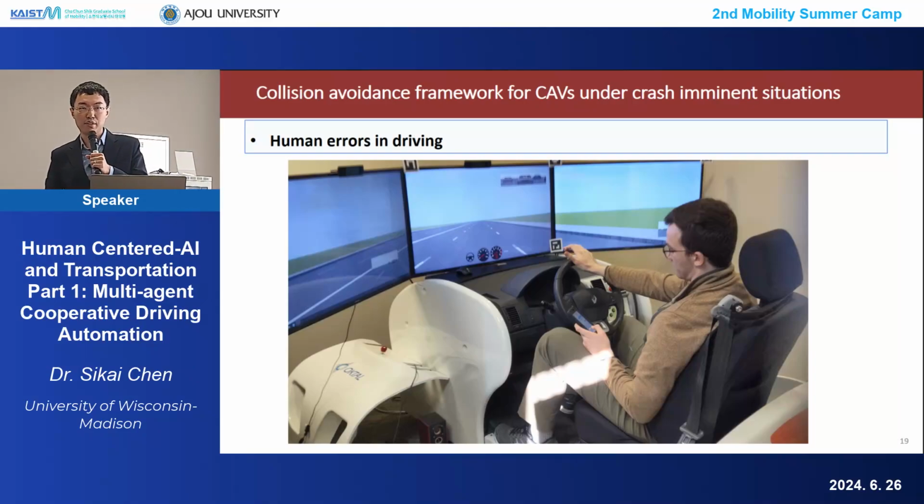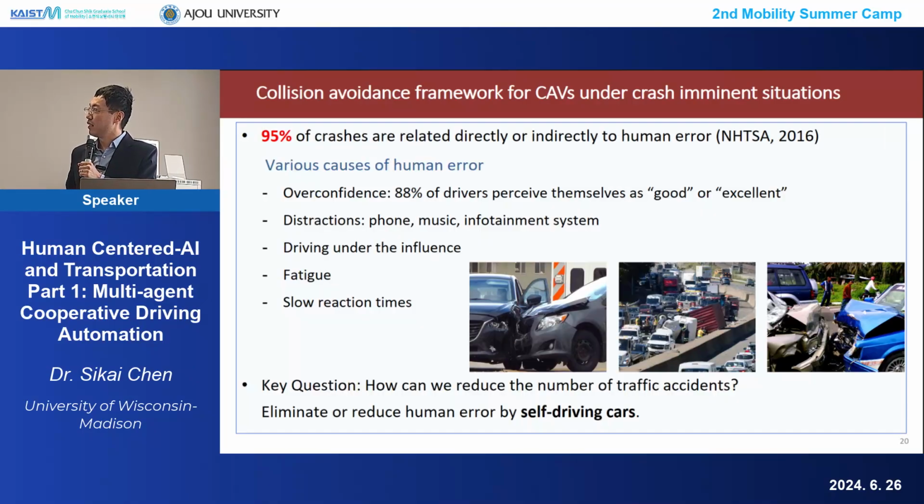But by the way, I assure you that is not how Trevor drives in the real world. We asked him to do that intentionally. The literature shows that about 95% of all roadway crashes are directly or indirectly related to human error. There was a survey where about 88% of drivers think themselves good or even excellent drivers. But if you consider that almost all crashes are due to human drivers, there could be some overconfidence.